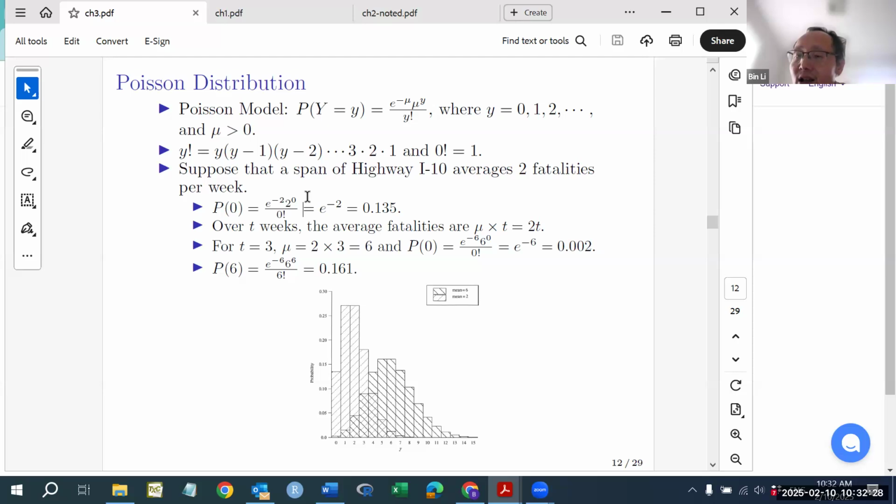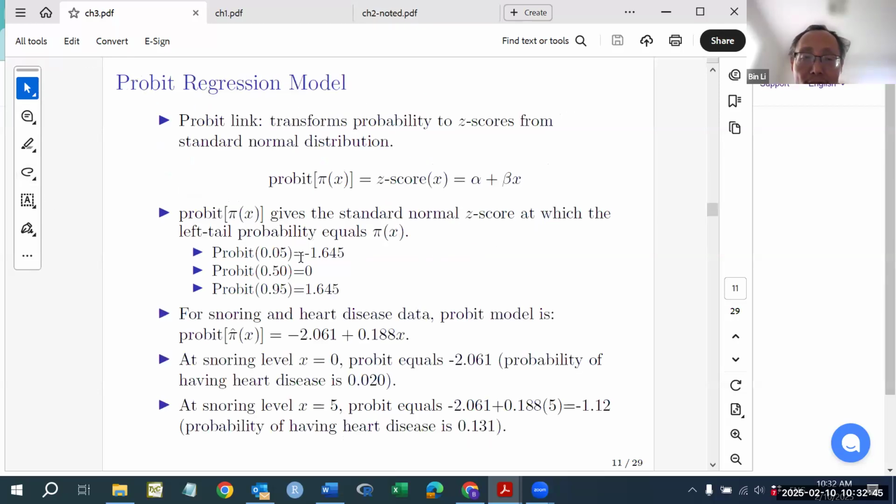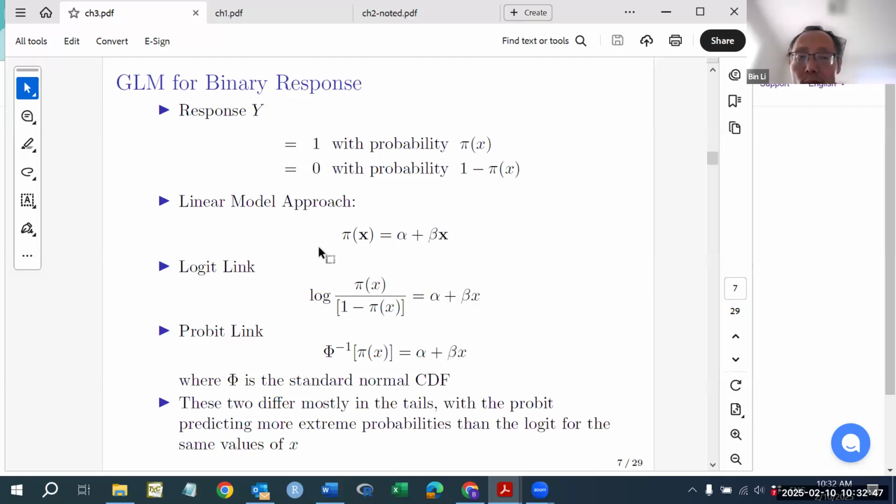So for the binary case, we can have a few link functions, and we only talked about 3 here, but there are some others. The first is the identity link. The identity link for the binary response is just to model the probability of having Y equals 1 using a linear function of x. So that's the linear model approach.